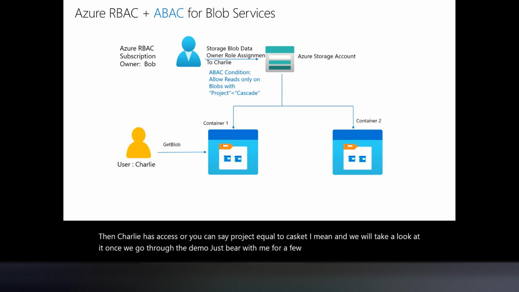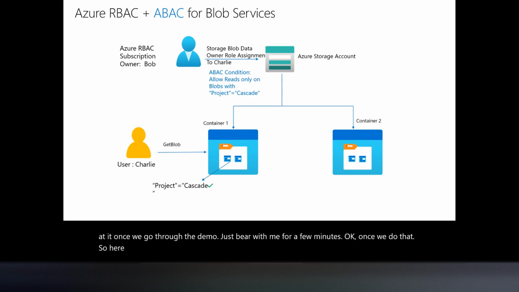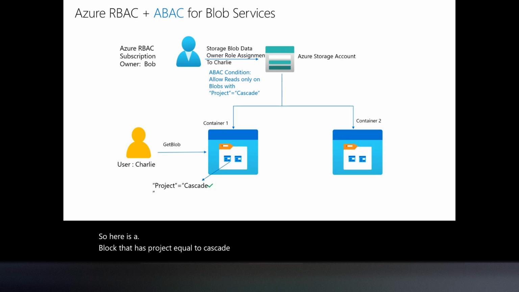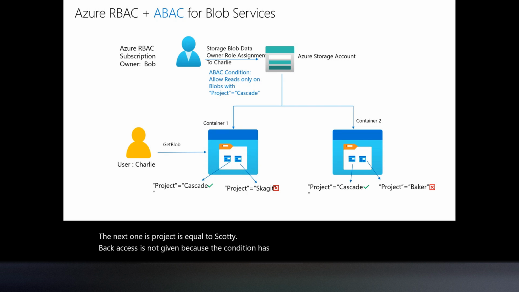Okay, once we do that, here is a blob that has project equal to Cascade, and wonderful, the access is given. The next one is project equal to Skagi. That access is not given because the condition hasn't been met. Same thing here. So that's the kind of scenario.